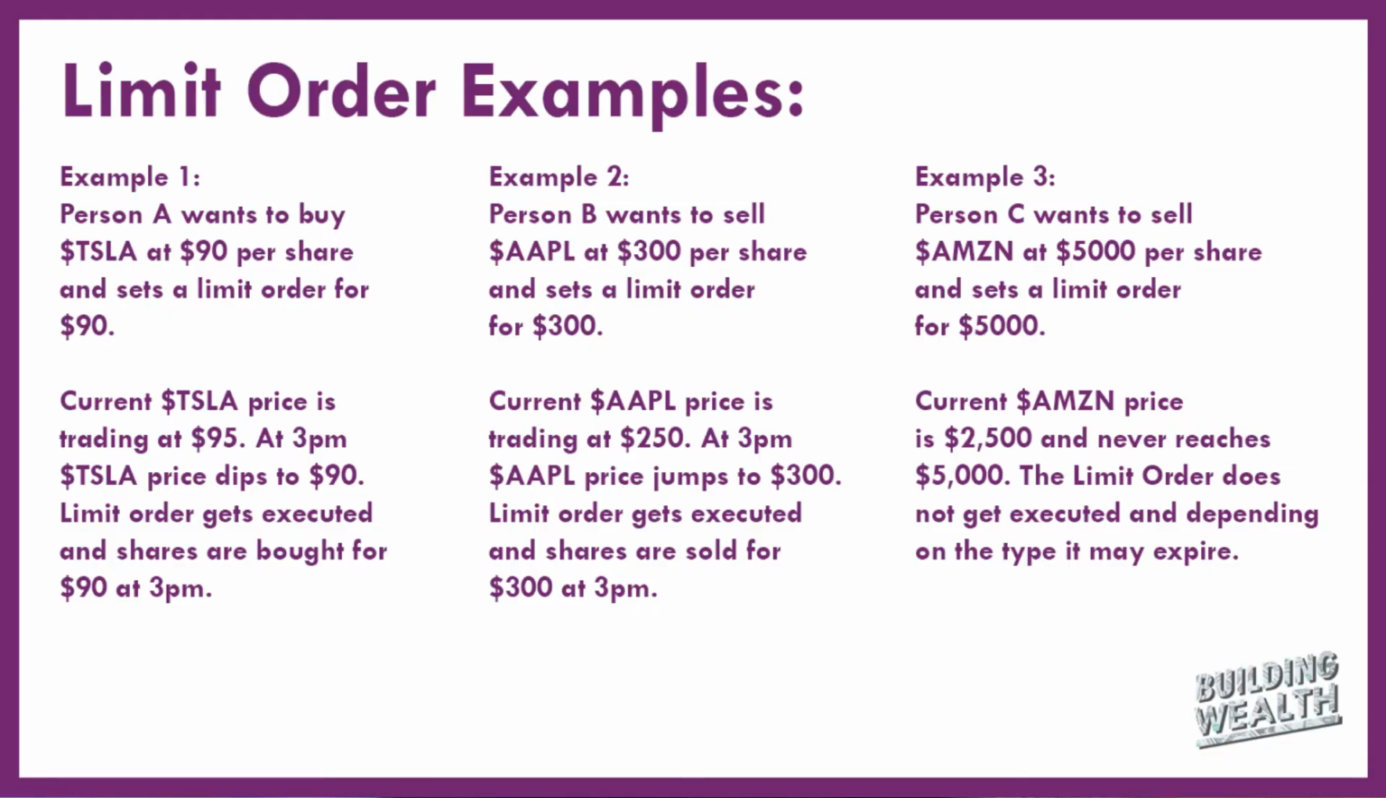The third example is one that you'll want to look out for. Example 3. Person C wants to sell Amazon at $5,000 per share and sets a limit order of $5,000. The current Amazon price is $2,500 and never reaches $5,000. Because this limit order and limit price has not been met, the order does not get executed. And depending on the type of limit order you place, it may expire.